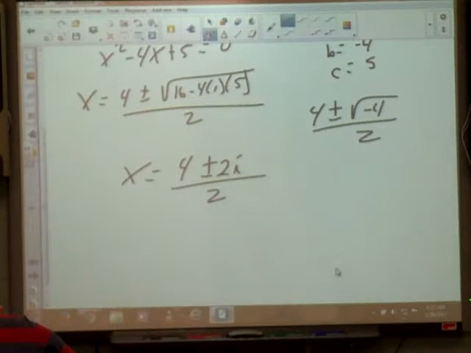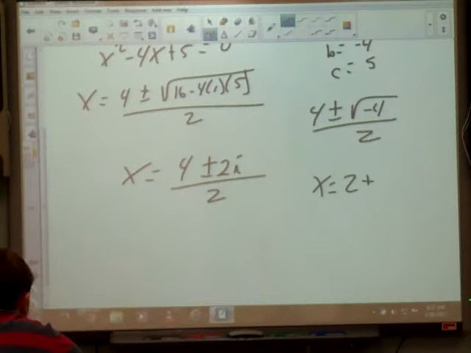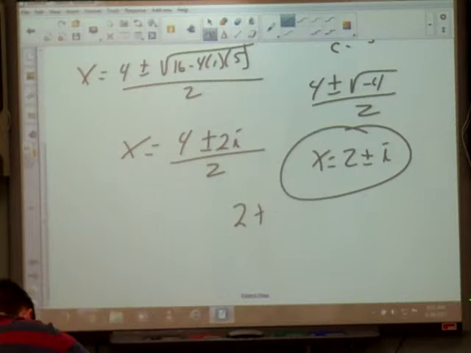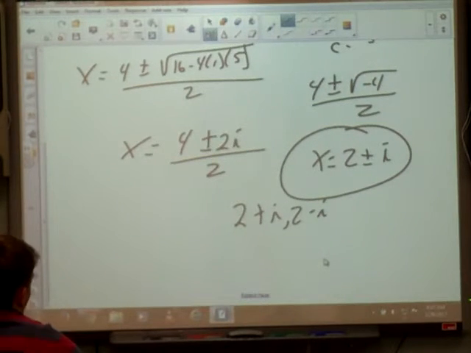Circle that. No! Take a 2 out. It'll reduce. Divide it all by 2. X equals 2 plus or minus 1i. I like that. I circle that. Some people will write 2 plus i, 2 minus i, it's the same thing. There's not any other way to write that.